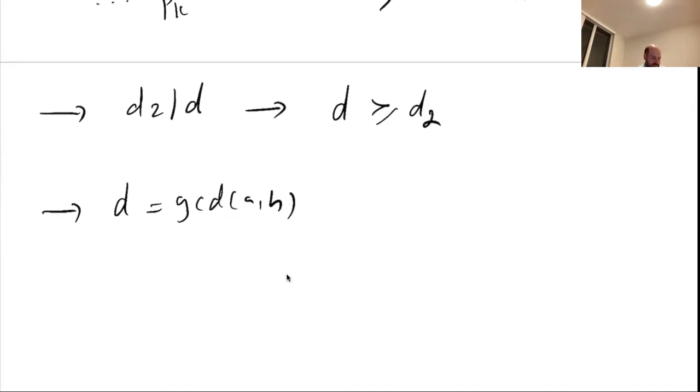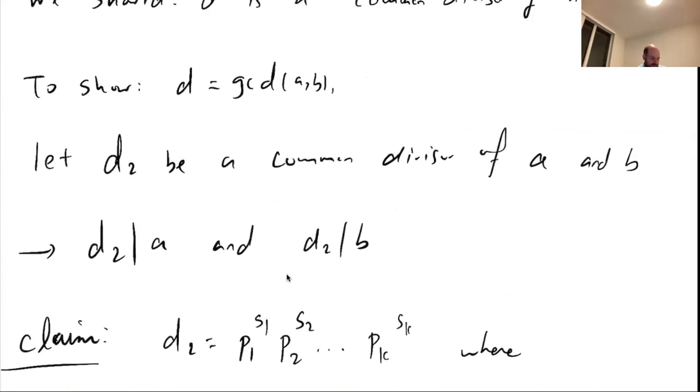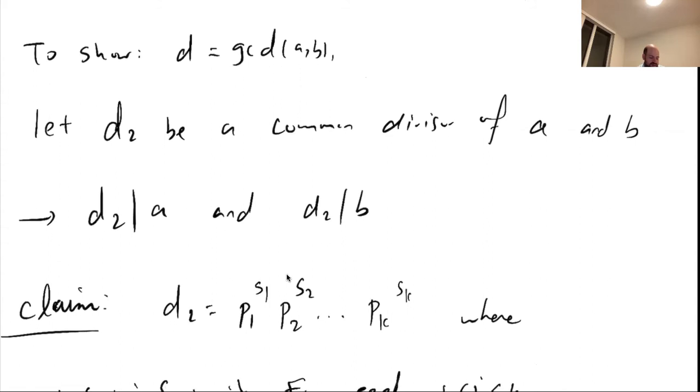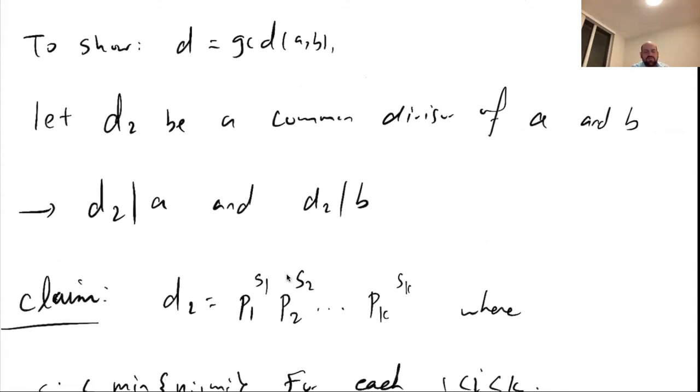So it only remains to prove the claim, the proof of the claim above. So what was the claim? That if I have a common divisor D2 for A and B, D2 can be written of this form, P1 to power S1 all the way to Pk to power Sk.